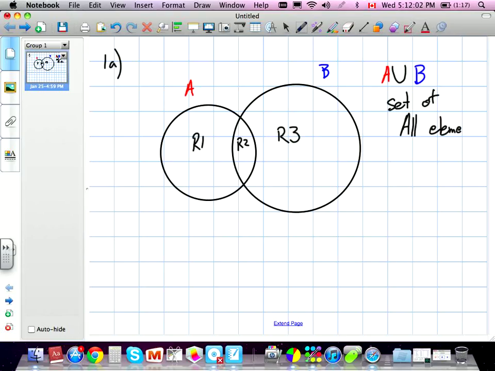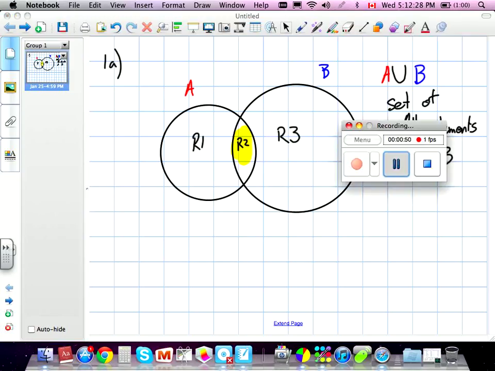So when they're talking about that, the union of A and B is obviously going to include R2 in this case. But because they said it's a set of all elements in A or B, A and B, they're most likely discussing our R1 and our R3 too. In other words, they're taking up every section that has to do with A and B, I would imagine.